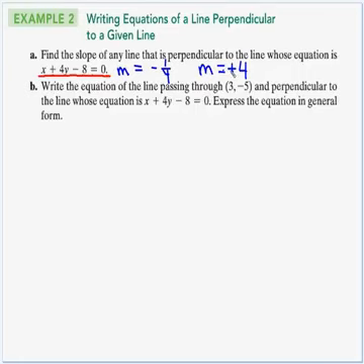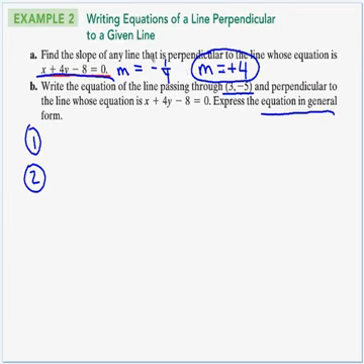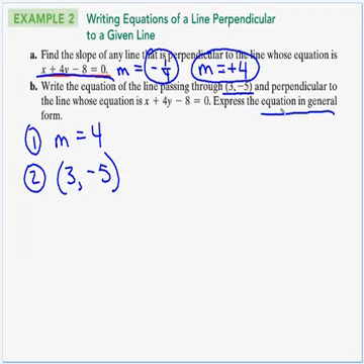Okay, and what does part B say? Part B, write the equation of a line passing through this point that is perpendicular to the line from part A. Express the equation in general form. Okay, again, we need two things to write this equation of a line, slope and a point. We found the slope. We want it to be perpendicular to this slope, so our slope, m, is going to equal 4. And we want to go through the point (3, -5). And it does say express it in general form. Remember, general form is everything on the left and it's equal to 0, just like this. This is in general form.